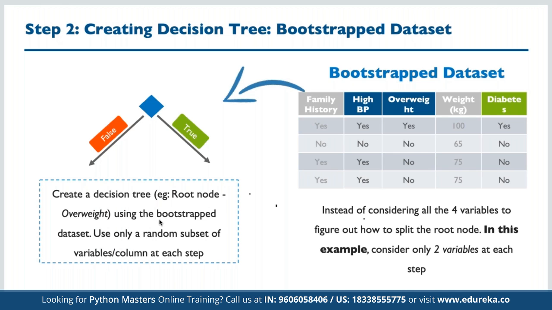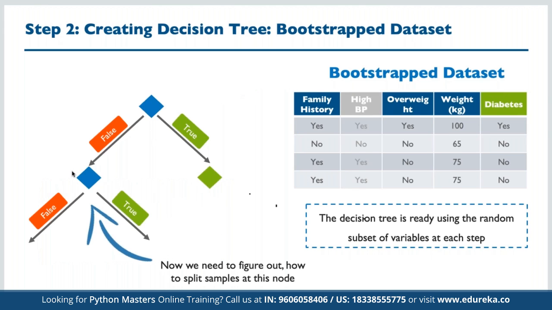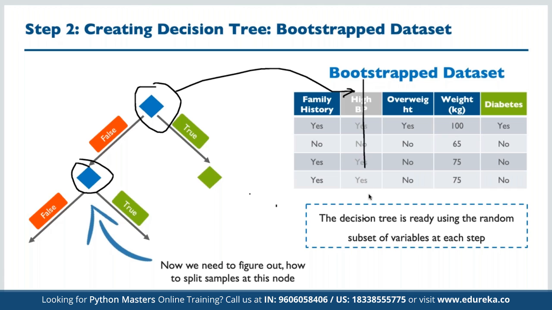This is your bootstrap data set. So we are taking a bootstrap data set using a random subset of the overall columns, and then building a decision tree. Again, on the next node, we can take another subset. Suppose this was partitioned on high BP. On the next node, we'll hide this column and offer these three columns.